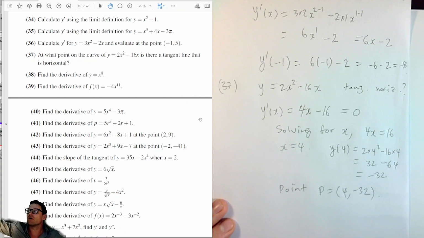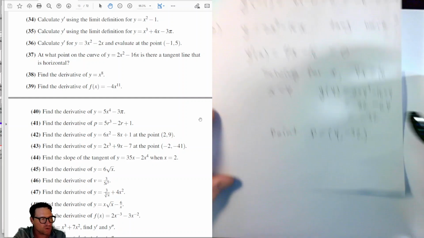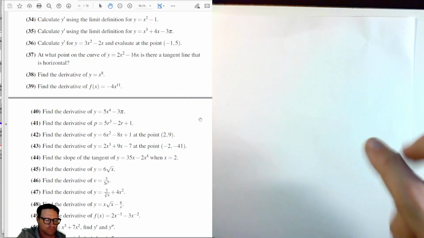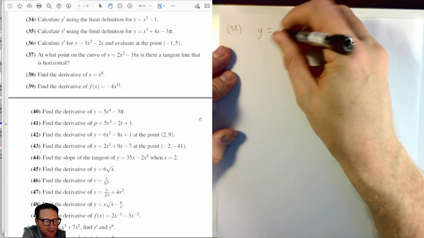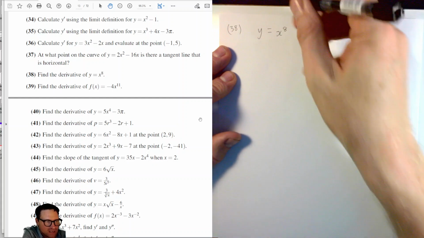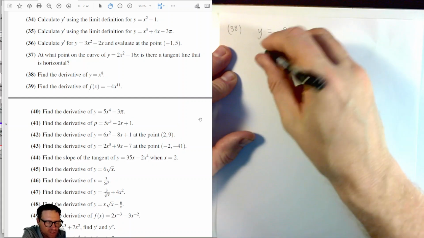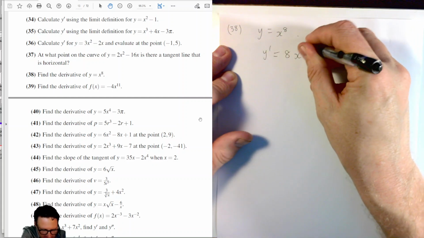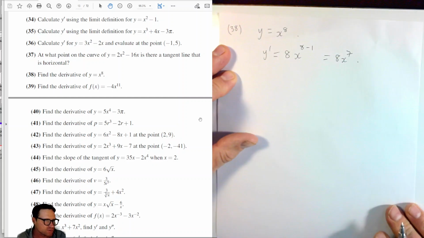Okay, let's move on and do another example. Question 38. Find the derivative of y equals x to the power of 8. So we pull down the 8 from the exponent and subtract 1 from the exponent. So we have 8x to the power of 7 as our first derivative.